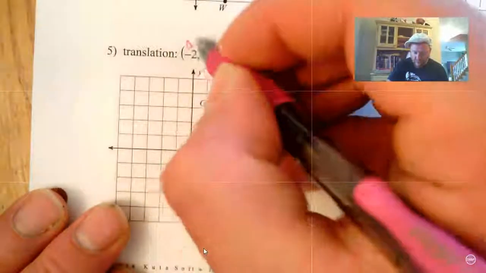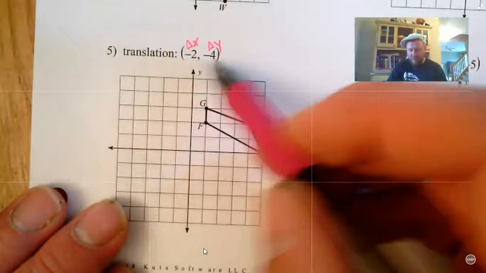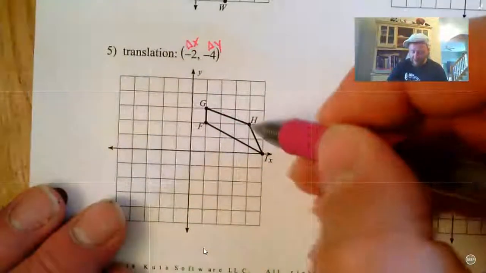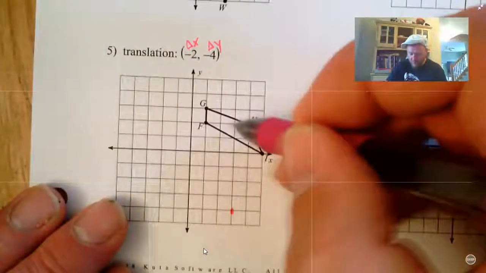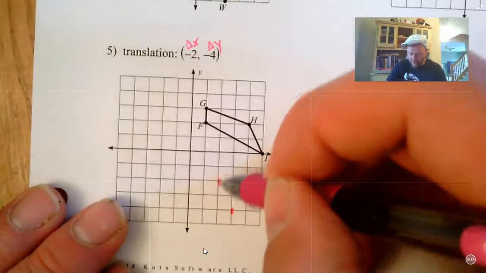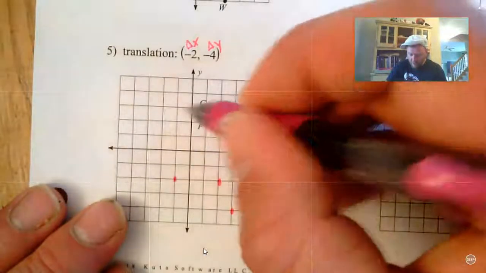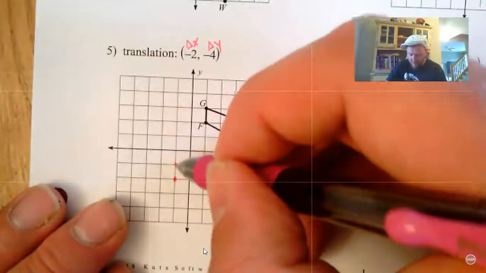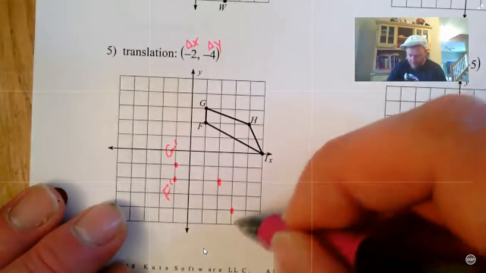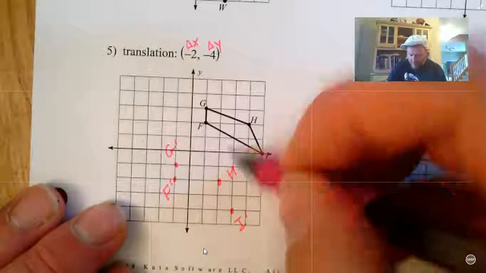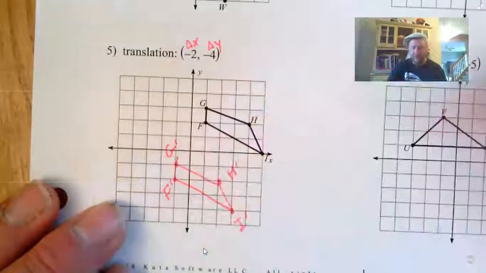Here again is our delta x, delta y. That means 2 spaces to the left, 4 spaces down. So let's see. 1, 2, 1, 2, 3, 4, for each point. G prime, F prime, I prime, H prime. And connect the dots. We're done.